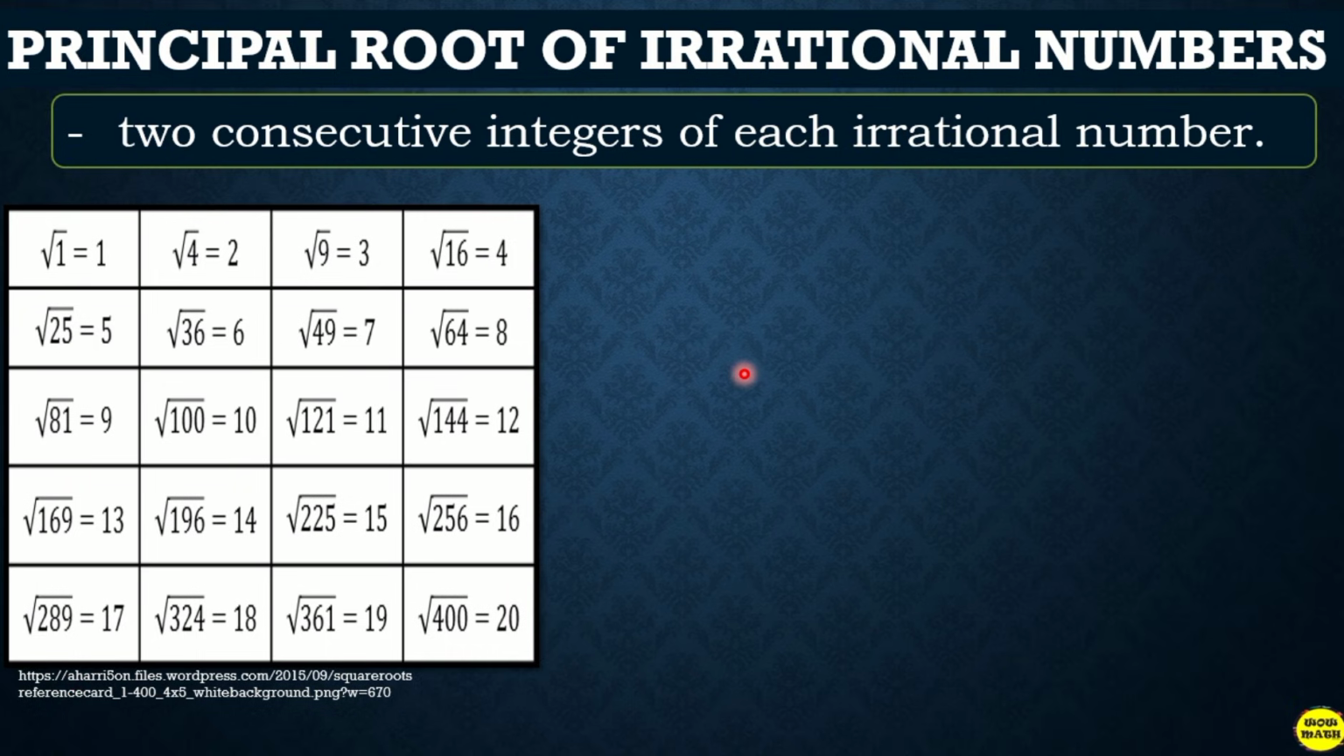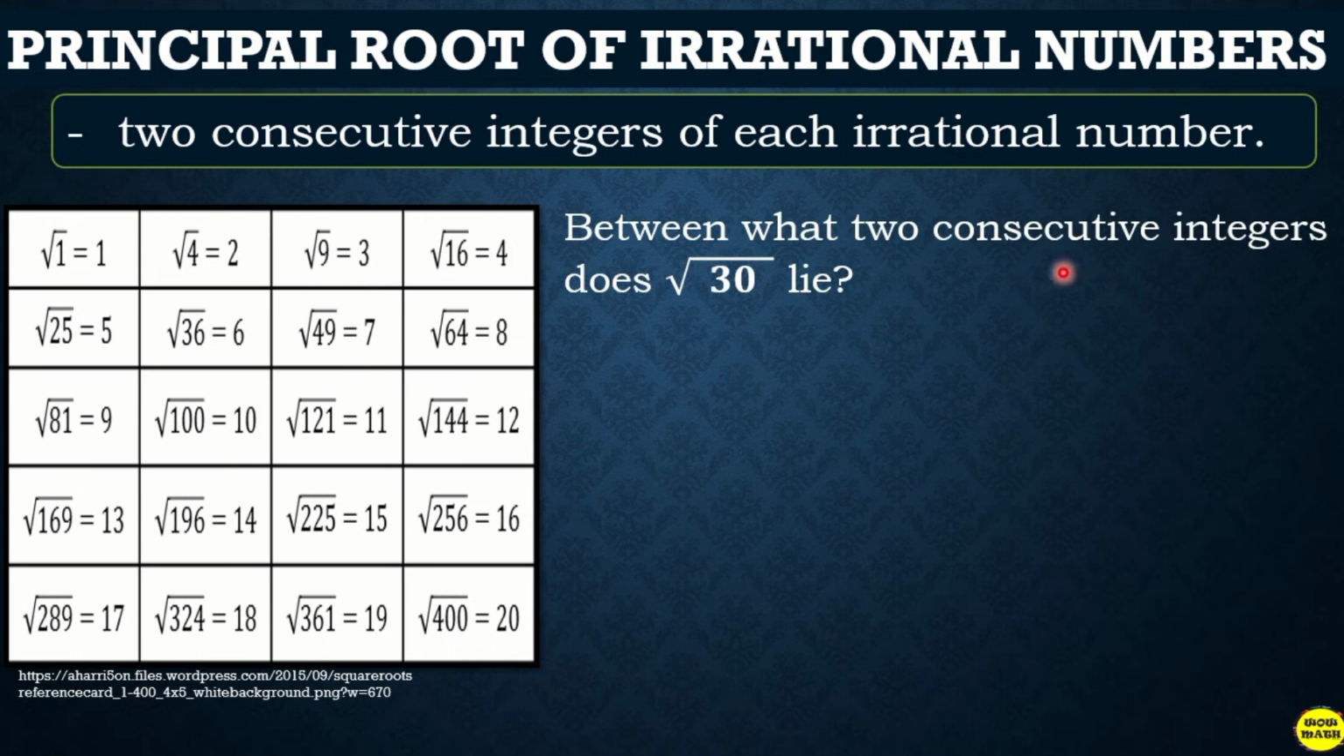Okay, so let's have an example. Between what two consecutive integers the square root of 30 lies? Okay, so paano natin ito gagawin? Okay, so since ang given natin ay square root of 30 and 30 is not a perfect square, that's why it is irrational. Okay, so this is irrational kasi this is not perfect. Ang gagawin natin, kukunin natin yung dalawang consecutive, yung magkasunod na integers na kung saan nasa gitna ang square root of 30.